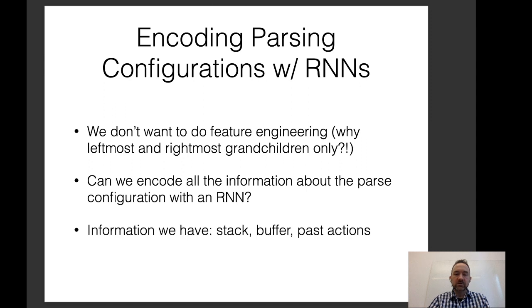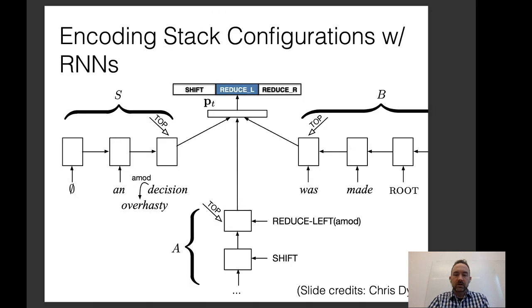And as I mentioned before, if we're doing shift-reduce parsing for dependency parsing, for example, we'll have the stack, the buffer, and all of the actions we did before. So one example of this is something called the stack LSTM or stack RNN, where essentially we encode the stack, the buffer, and all of the previous actions.